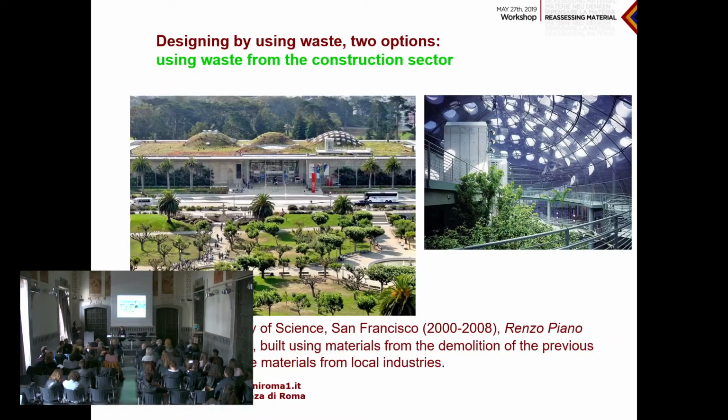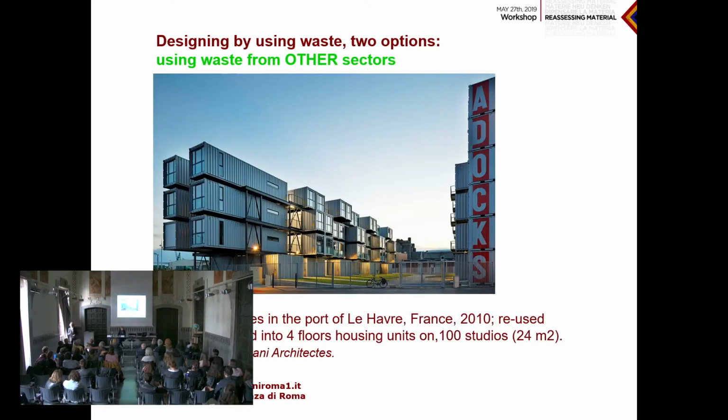Using waste from the construction sector, another example, the California Academy of Sciences in San Francisco by Renzo Piano Building Workshop, built using materials from the demolition of the previous museum and waste materials from local industry. Another way, using waste from other sectors. An example, the university facilities in the port of Le Havre reused containers turned into 4 floors of housing units.